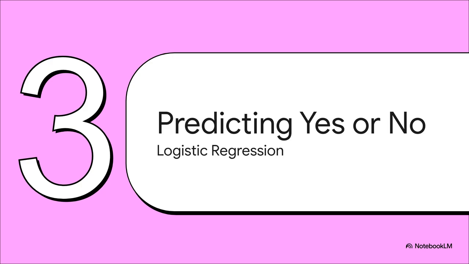Okay, but what if we're not trying to predict a number, like a price? What if the answer we need is a simple yes or no? Or maybe we need to classify something into one category or another. For that kind of problem, a straight line just won't cut it. We're going to need a totally different kind of tool.